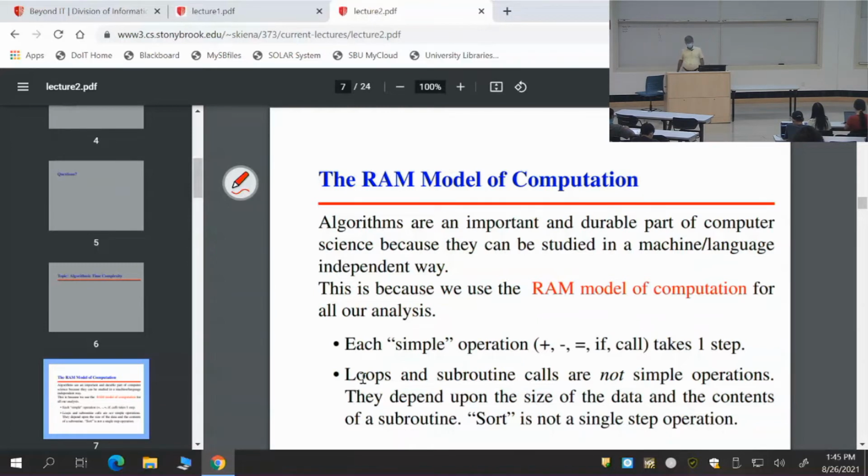And subroutines, I guess the call of the subroutine takes one step. But you have to execute the subroutine. What gets done in the subroutine counts as work, right? You can't make your program faster by sticking the middle part in a subroutine and calling that subroutine. The work is still done, right? So these do not count as single step operations. Sorting numbers is not a single step operation. It's calling a procedure that's going and doing a lot of steps. Any questions?